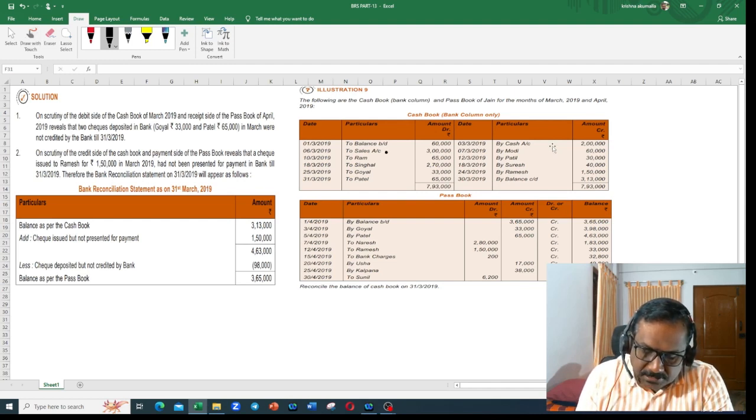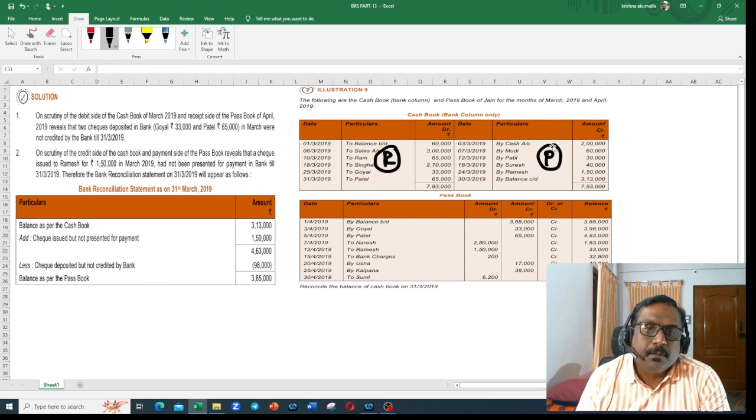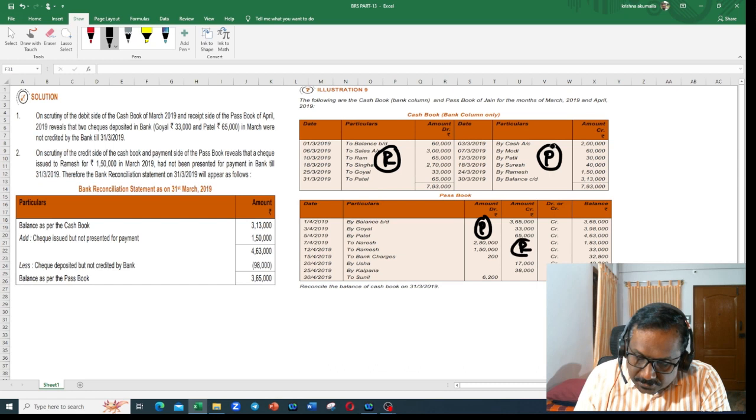Let us assume this is the cash book receipt side. Debit side is called receipt side. Credit side is called payment side. Are you clear so far? Passbook debit side is called payment side. Passbook credit side is called receipt side. Are you clear so far?